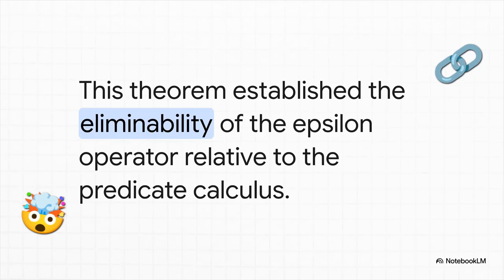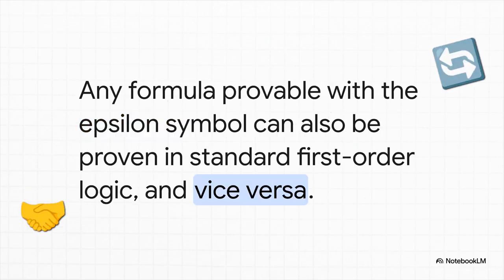The second epsilon theorem established something called eliminability. Now, I know that sounds super technical, but what it means is incredibly important for understanding why the epsilon operator was so powerful. So what does eliminability even mean? It means that any formula you can prove using the epsilon calculus can also be proven in standard logic without the epsilon symbol. This was huge.